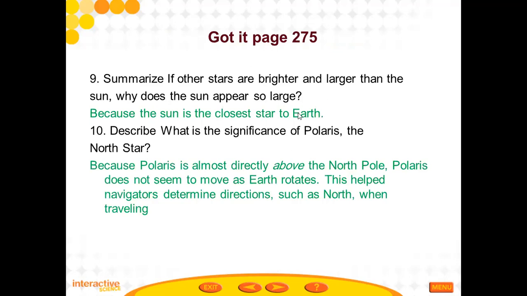Summarize. If other stars are brighter and larger than the Sun, why does the Sun appear so large? Because the Sun is the closest, the nearest star to Earth. How can we describe the significance of Polaris, the North Star? Polaris is almost directly above the North Pole. Polaris does not seem to move as Earth rotates. This helped navigators determine directions, such as north, when they were traveling.